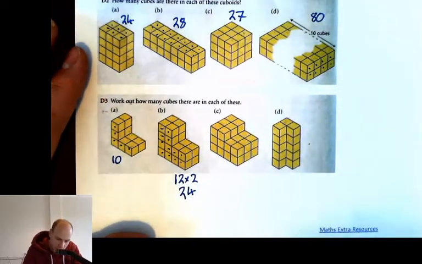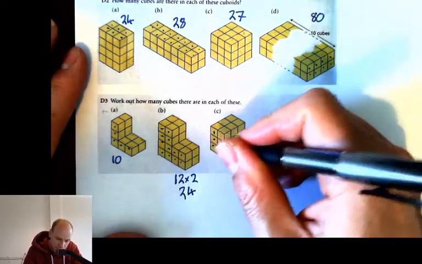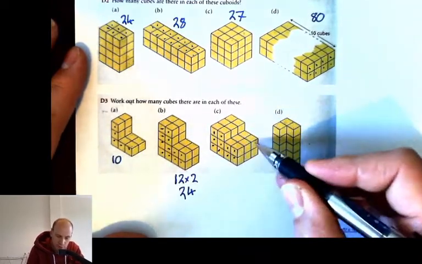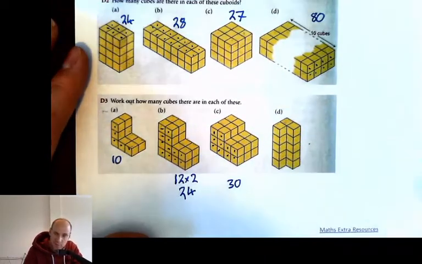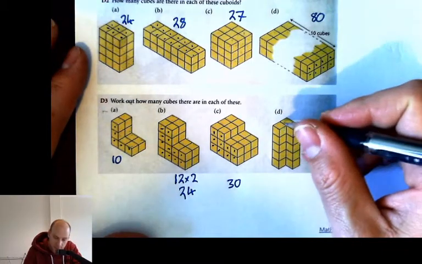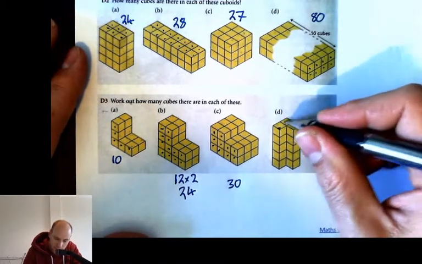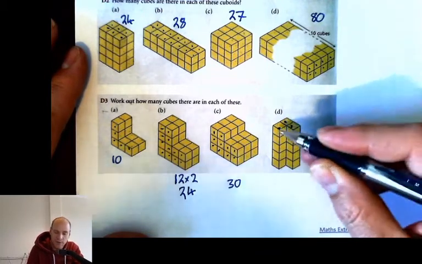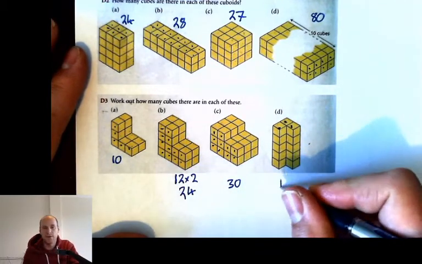And then this one I've got 1, 2, 3, 4, 5, 6, 7, 8, 9, 10 on the end here. And then I've got 3 of those. So that's 30. And then I'm going to do this the other way. I'm going to start on the top and I'm going to go down. So that's 1, 2, 3. And then how many layers have I got? 1, 2, 3, 4, 5. So I've got 5 layers of 3. So I've got 15, 5 layers of 3.